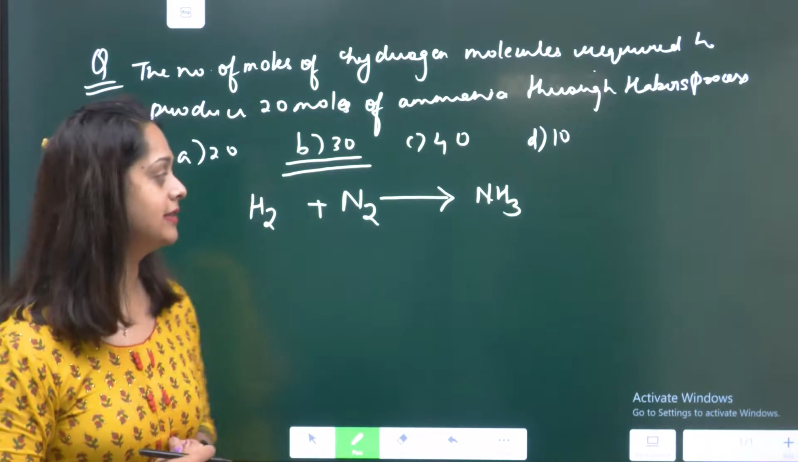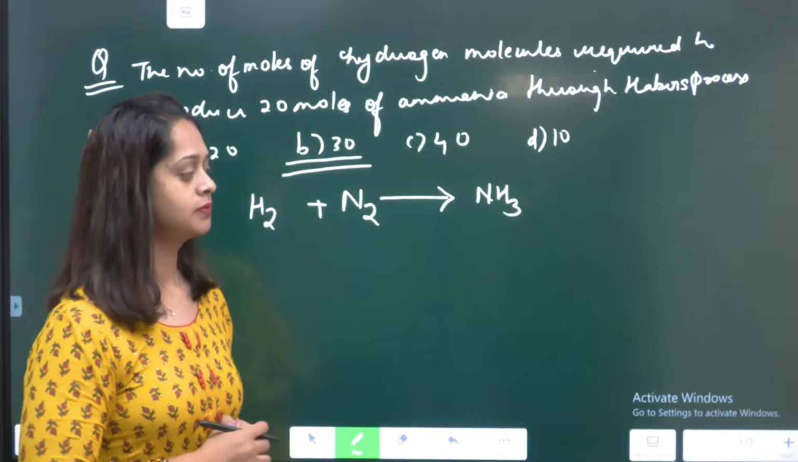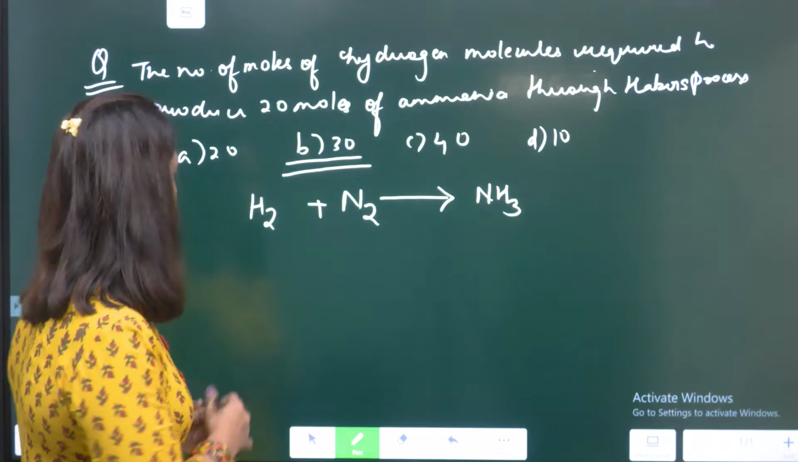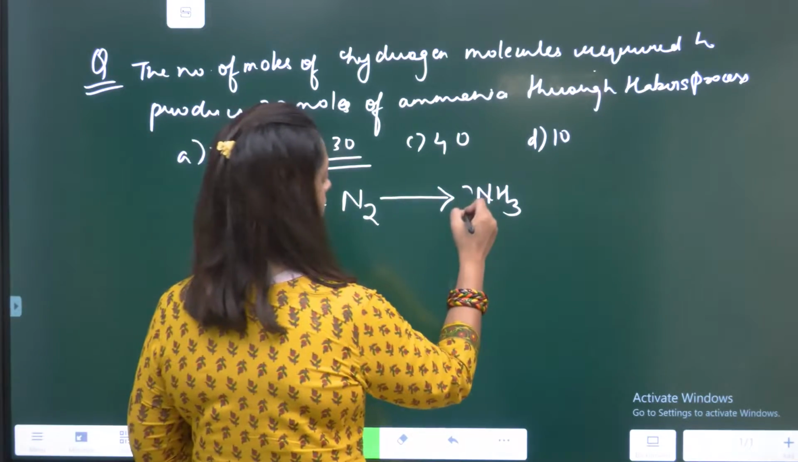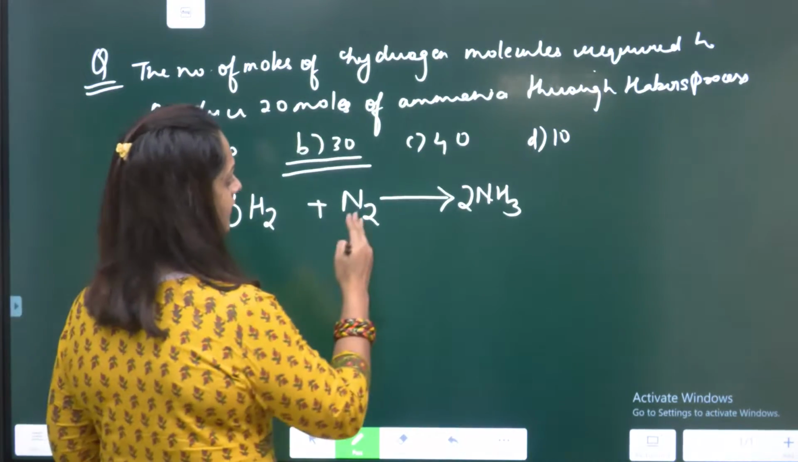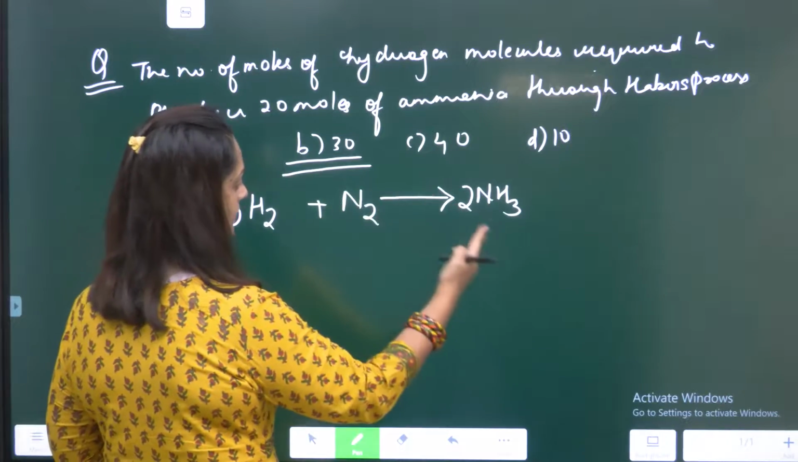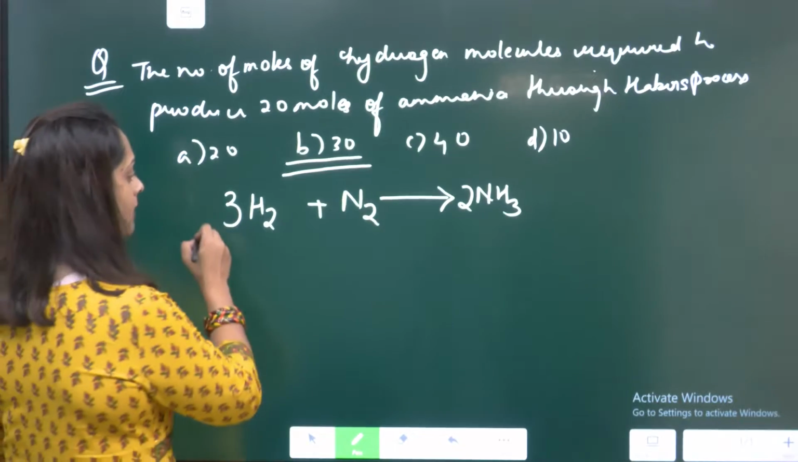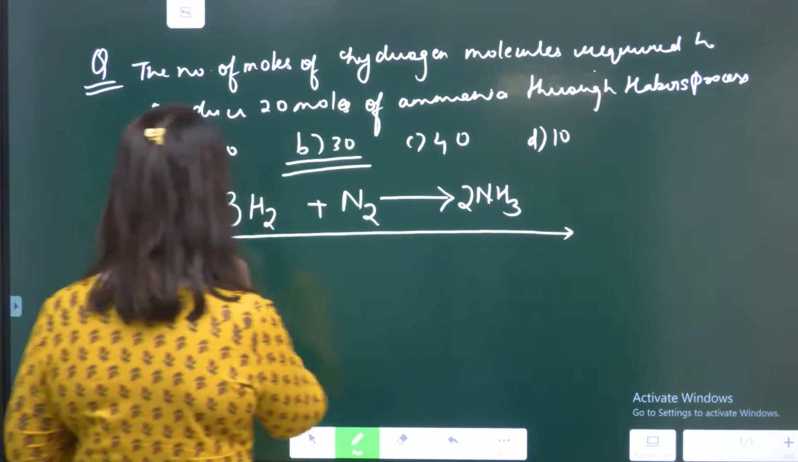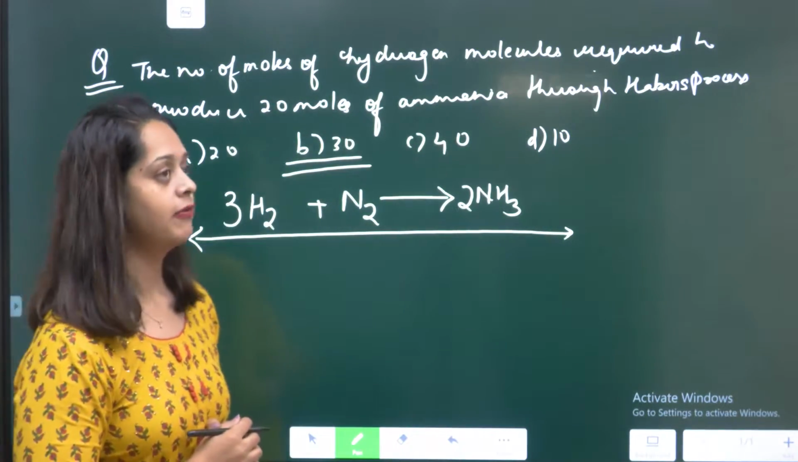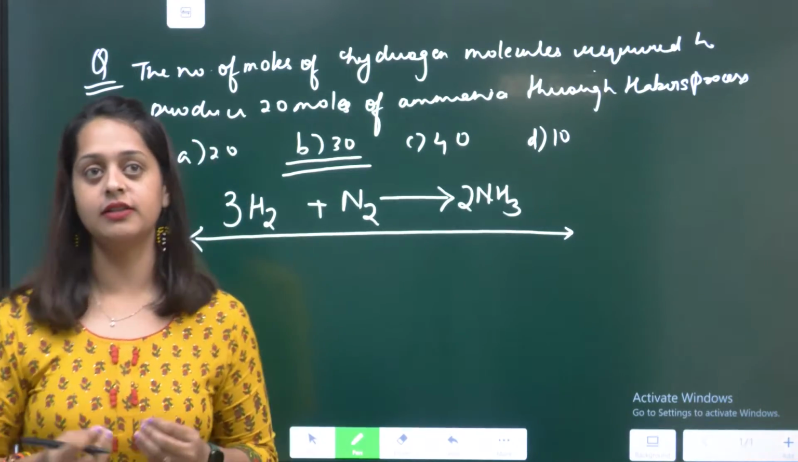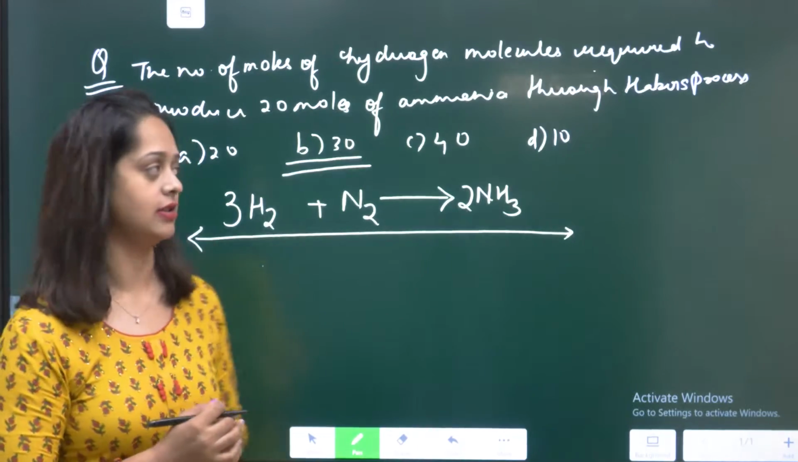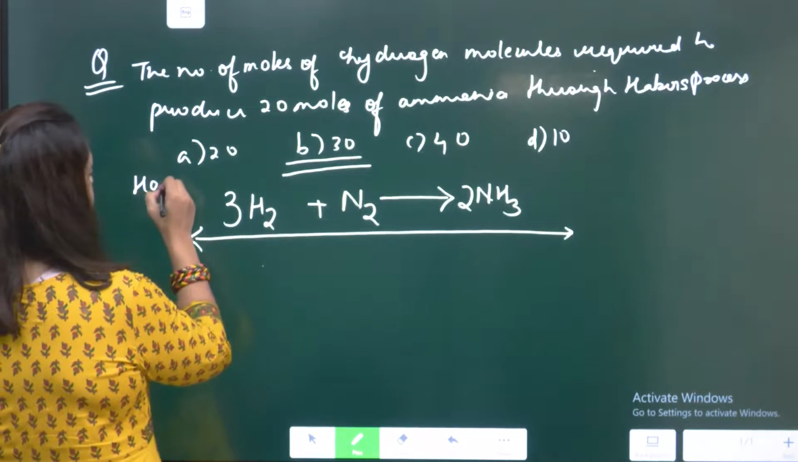In order to balance this, what will I do? Ma'am, 3 hydrogen, 2 ammonia. So this is how I balance it. So now I can see there are 2 nitrogen present on either side and 6 hydrogen present on both the sides. So from this equation, what can I say in terms of stoichiometry? So what can I infer from this equation? So this is my Haber's process.